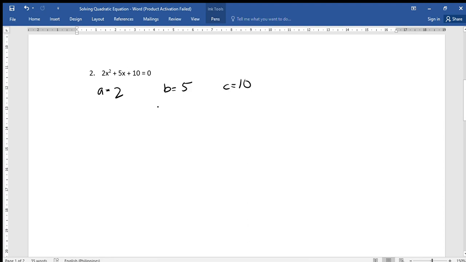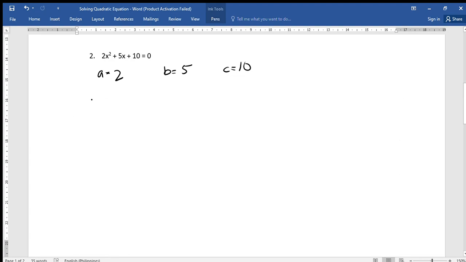Okay po? So, let's use the quadratic formula. X is equal to negative b plus minus square root of b squared minus 4ac, all over 2a. X is equal to, in this case, diba?